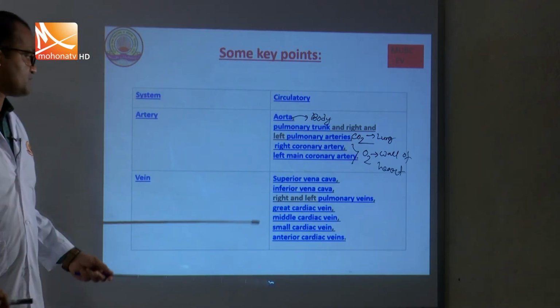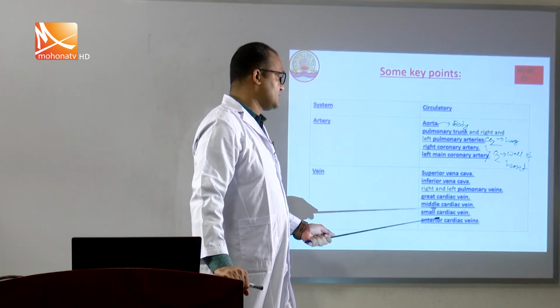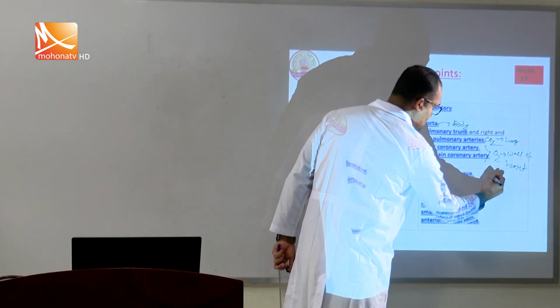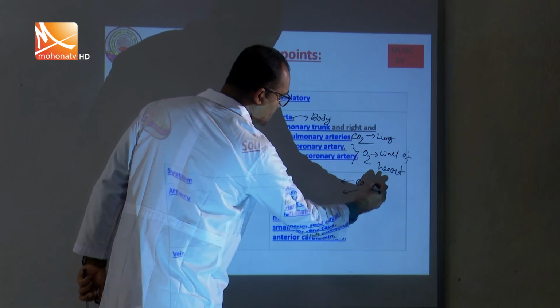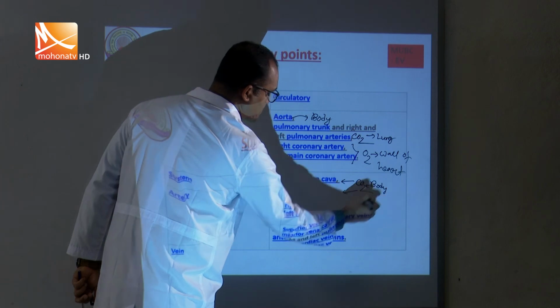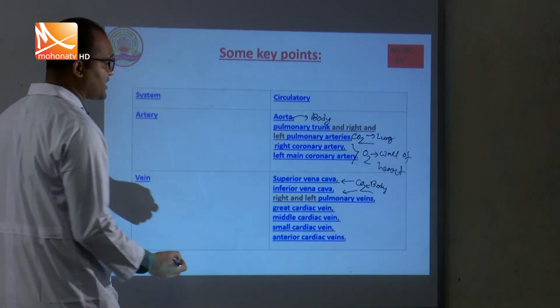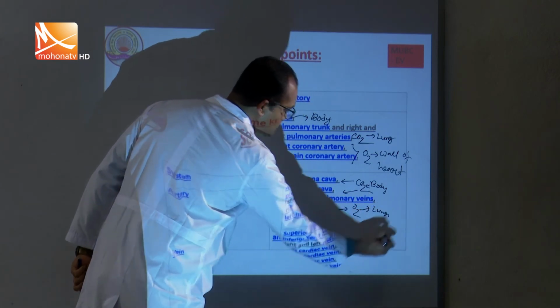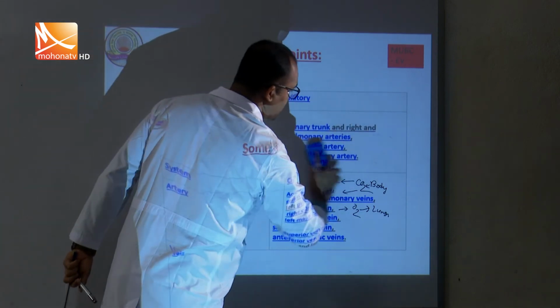Dear students, the veins are the vena cava, one is the superior vena cava and the other the inferior vena cava, and the middle cardiac vein, small cardiac vein, and anterior vein. Superior and inferior vena cava carry deoxygenated blood from the body to the human heart. Okay, body to the human heart. And right and left pulmonary veins carry the oxygen from the lungs. So this is the introduction of the artery and vein of the human heart.